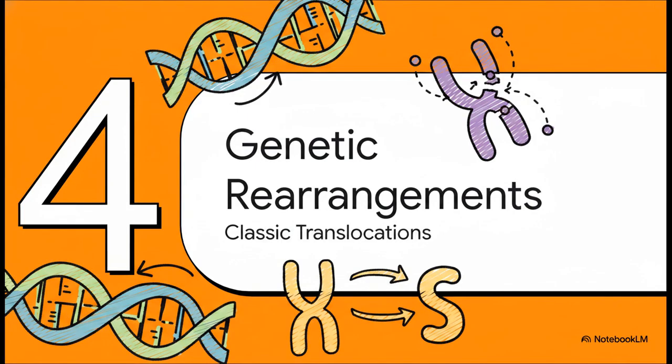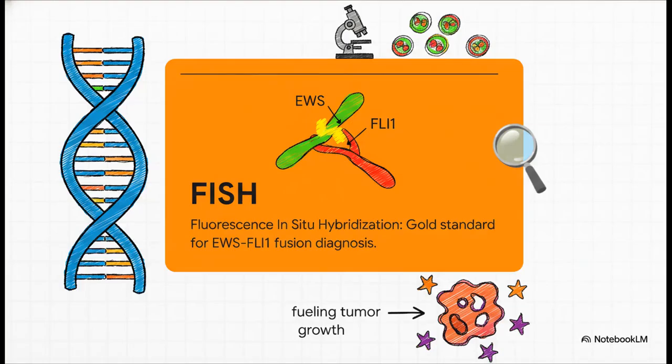Let's dive into Section 4, key genetic rearrangements. While histology definitely gives us some essential clues, it's really the molecular biology that locks in the diagnosis. Remember that utilizing FISH, fluorescence in situ hybridization, is the definitive, absolute gold standard for a Ewing's diagnosis. And what are we actually looking for with FISH?